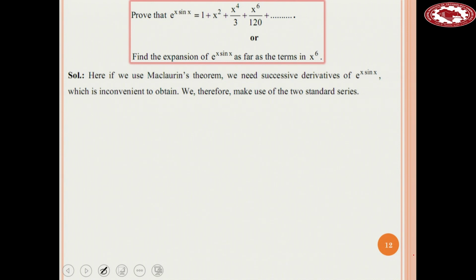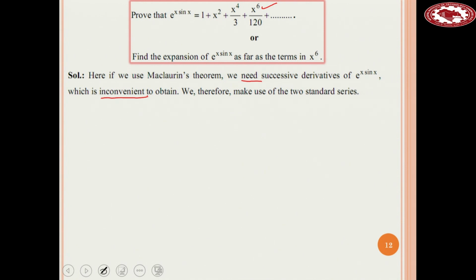Or in other way, we can ask this problem like this way. Find the expansion of e raised to power x sin x as far as the terms in x raised to power 6. And if we use Maclaurin's theorem directly, we need successive derivatives of e raised to power x sin x, which is inconvenient to obtain.